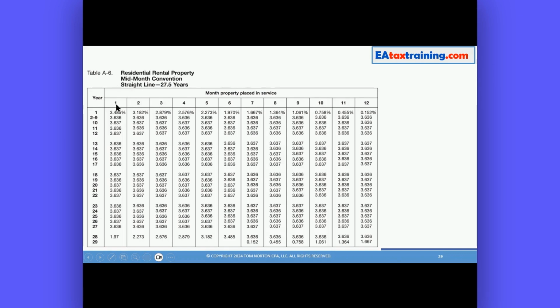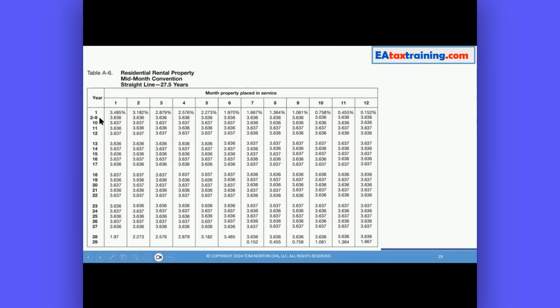So this is, if this were a calendar year business, then this would be January, February, March, etc., but it may not be a calendar year. So if it's, say, a June 30th year end, then month 1 is July, then August, September, etc. So whichever month that property was placed in service, whichever month of your tax year, you use that column.